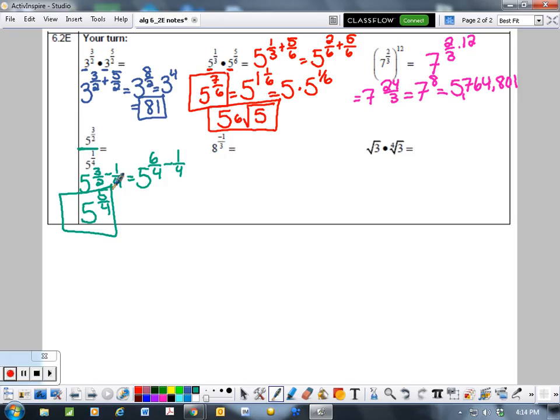Or if we turn it into a radical, this will be 5 to the 1 1/4, which is really 5 times 5 to the 1/4, because this is my 5 to the 1st, which is really 5 times the 4th root of 5. So there's our radical version. So again, always double checking what are they asking for.